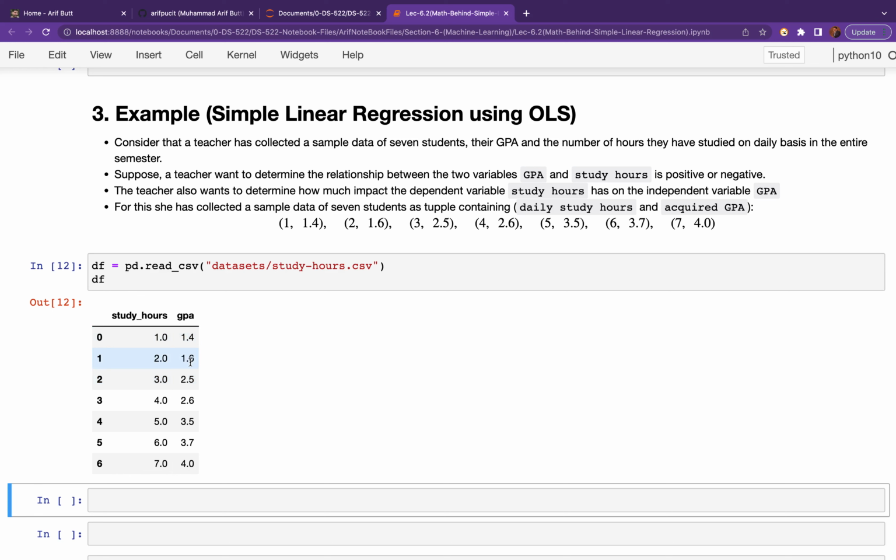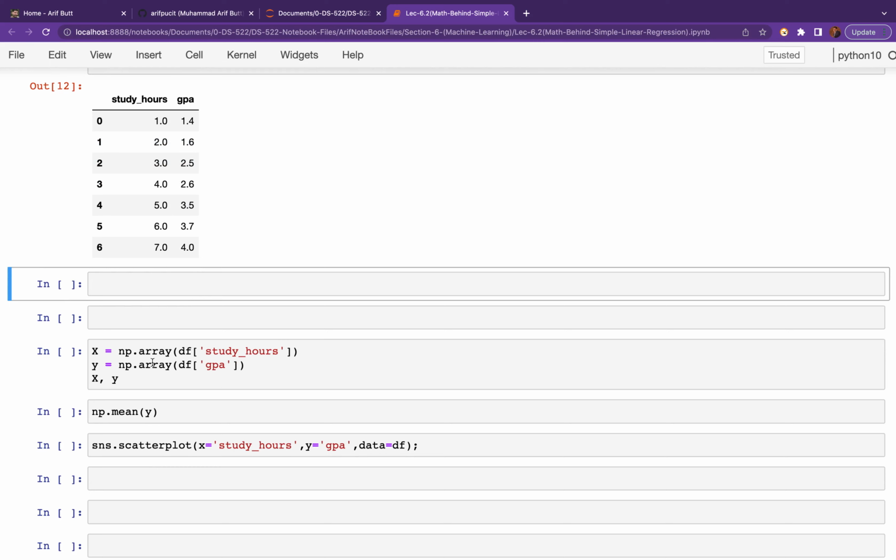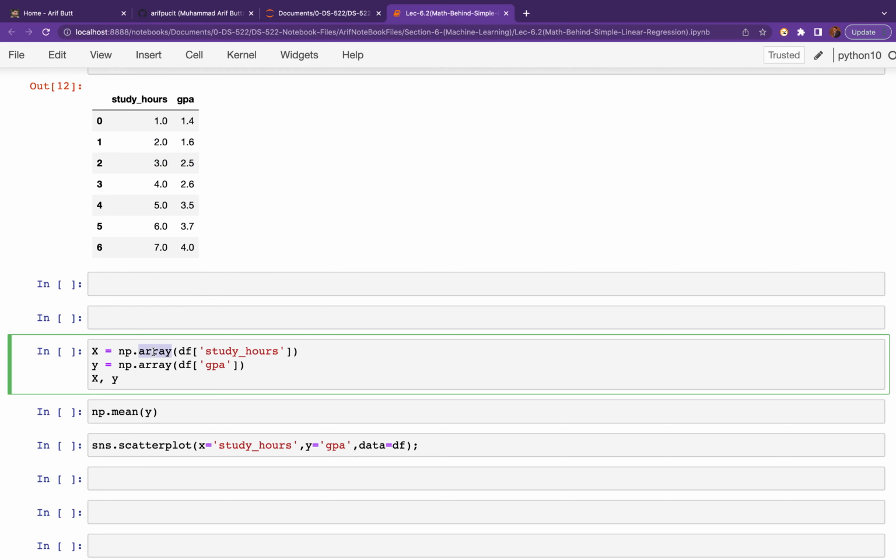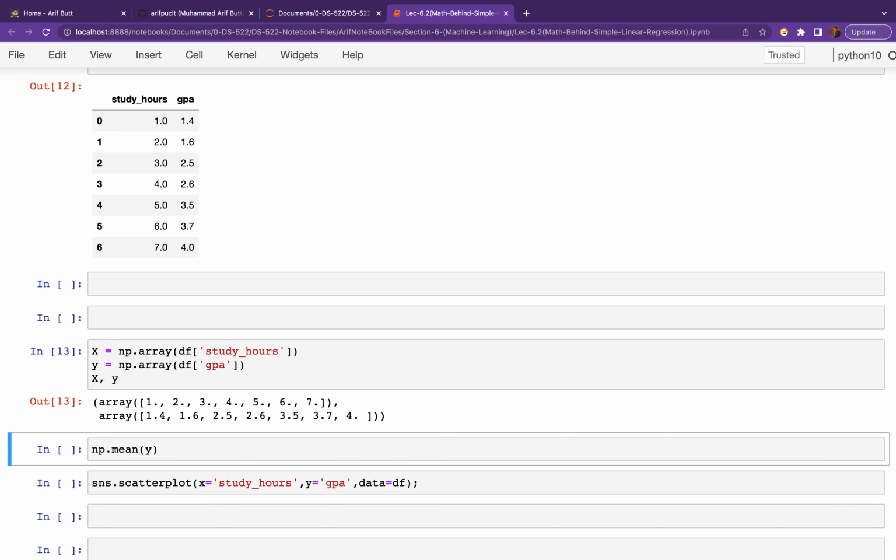Remember, the study hours column is also called the independent variable, while the output column is also called the dependent variable. Let me create a numpy array, capital X, which contains the input feature study hours, and another numpy array, lowercase y, that contains the output variable GPA. Remember, this uppercase X and lowercase y is just a convention that we use.